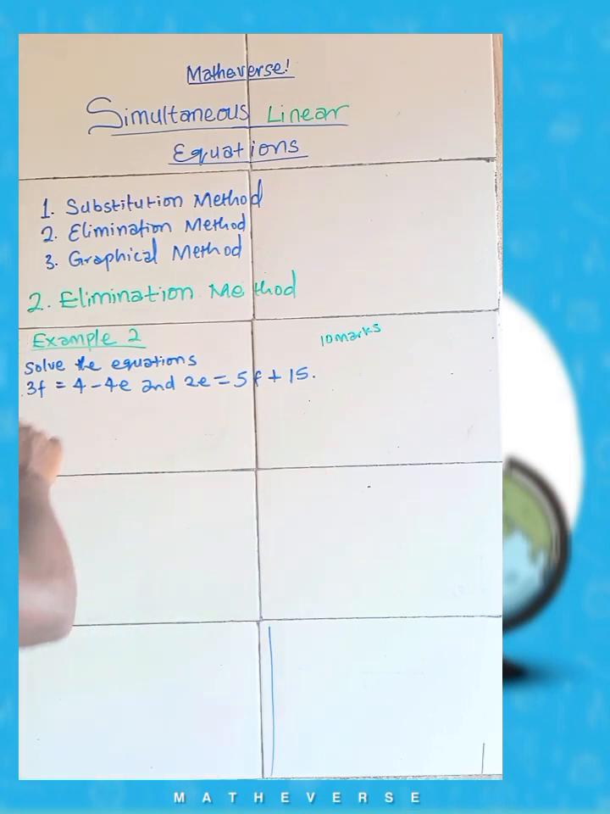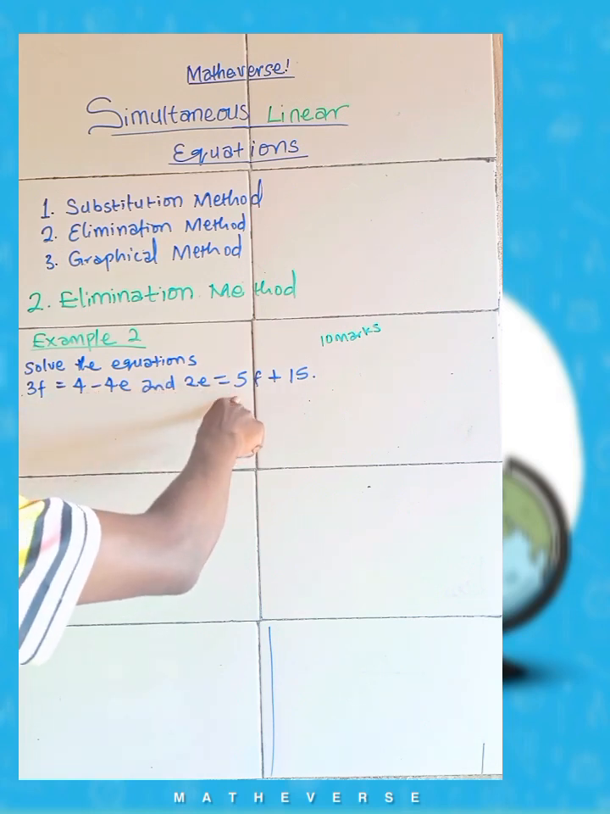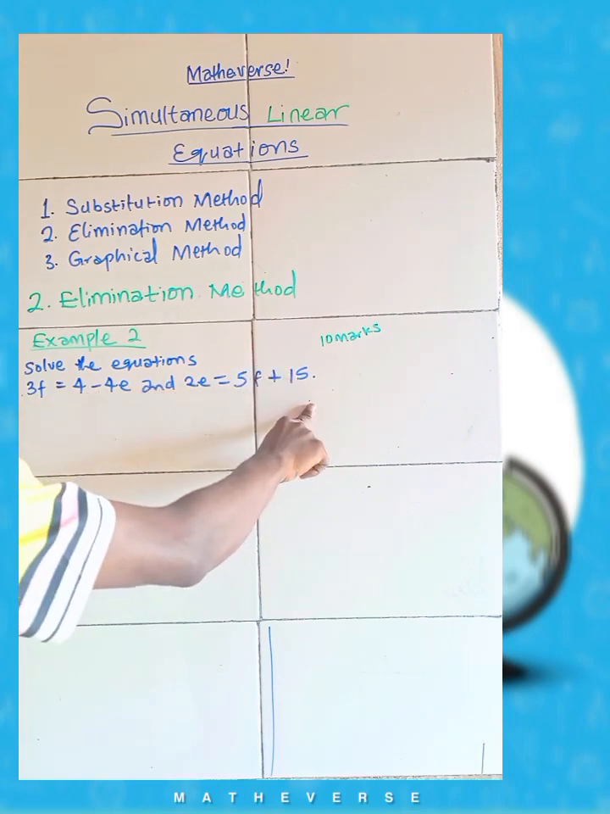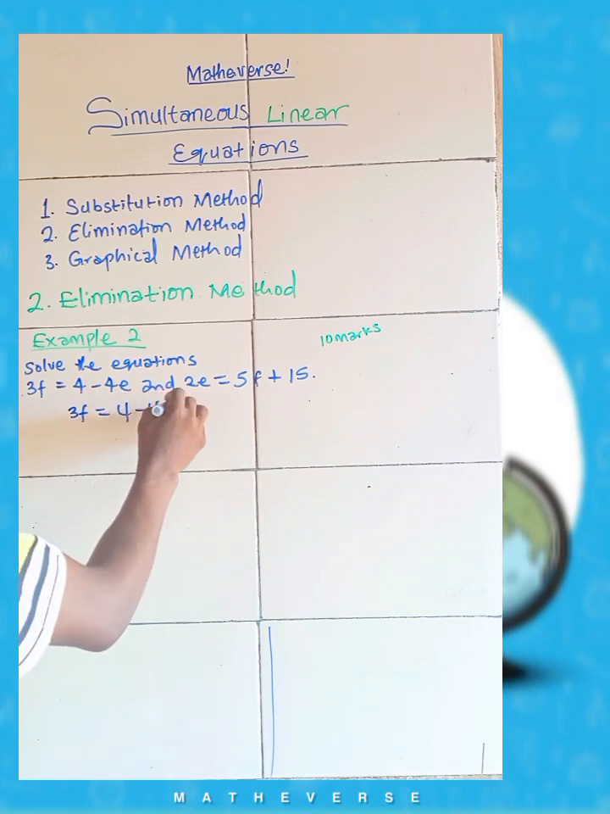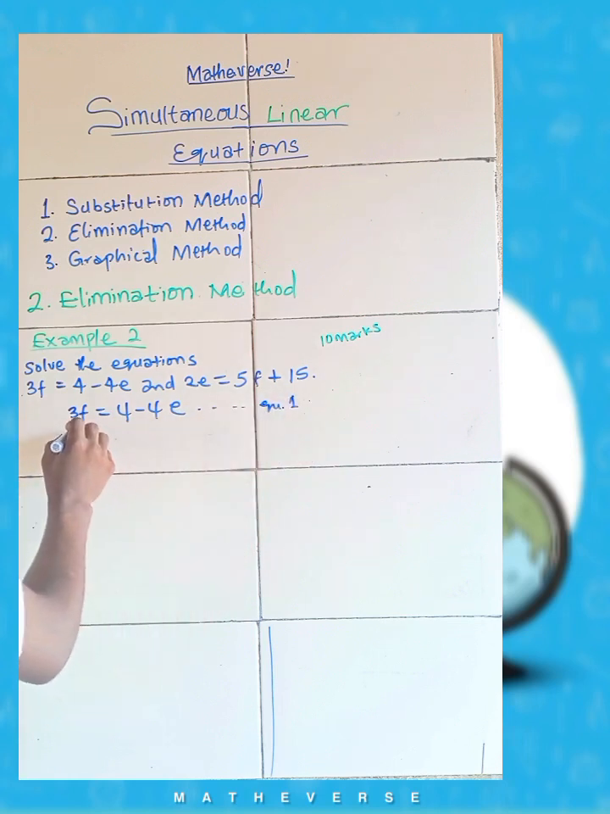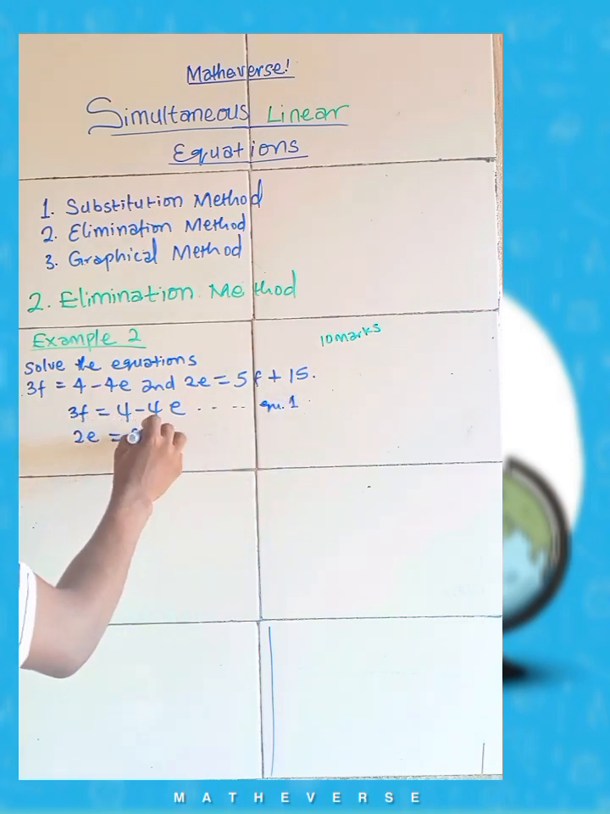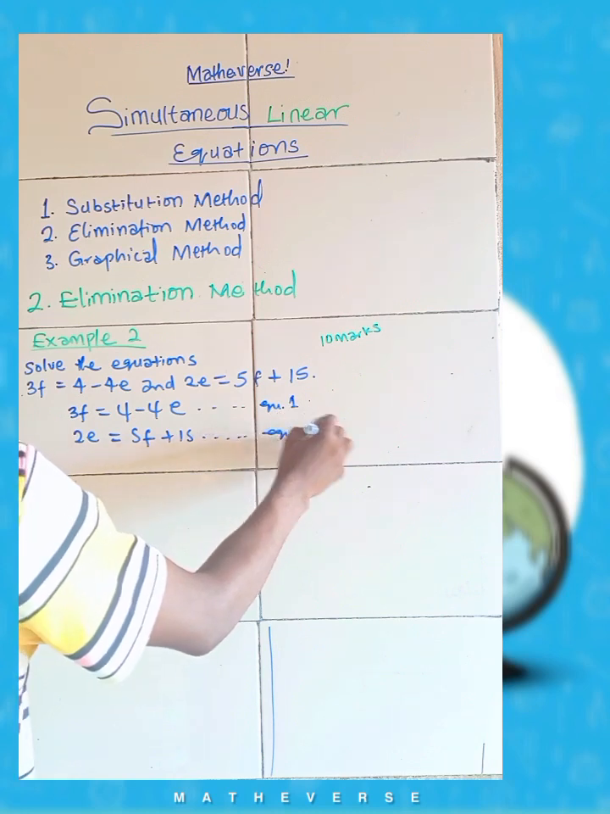All right, now let's solve the equation. 3f equals 4 minus 4e. 2e equals 5f plus 15. If you observe the equation, it is scattered. So what we have to do, let me write it out for you clearly so that you see it. 3f equals 4 minus 4e. This is equation 1. Then 2e equals 5f plus 15 is equation 2.